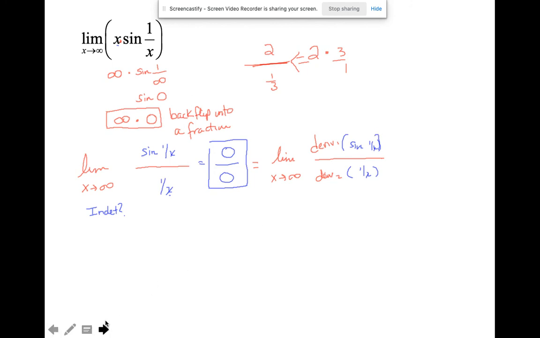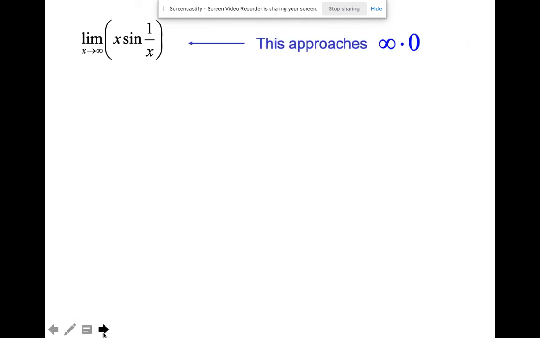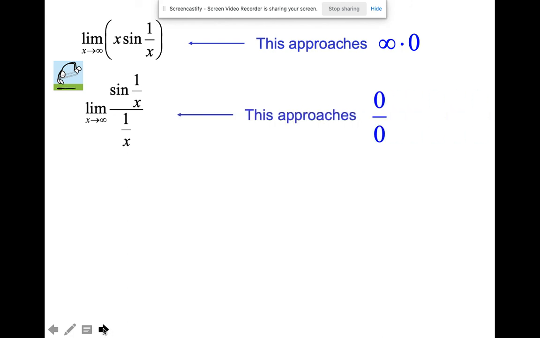So I'm going to erase this because I typed in all of this work, so it's a little neater and I don't run out of room. So this approaches infinity times 0, which I showed you. I did my backflip to take infinity times 0 and made a convenient ratio. Again, it doesn't matter, sine 1 over x could be on the bottom. I reaffirmed that this was the correct indeterminate, because to use L'Hopital, I need the ratio, either infinity over infinity or 0 over 0.